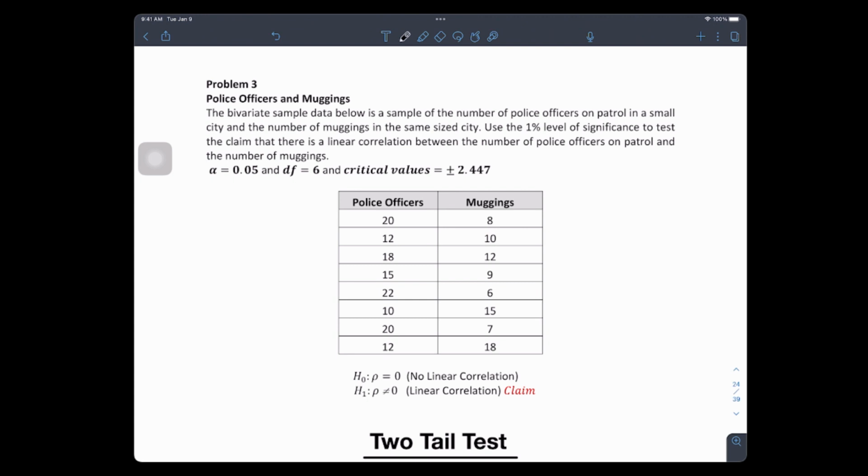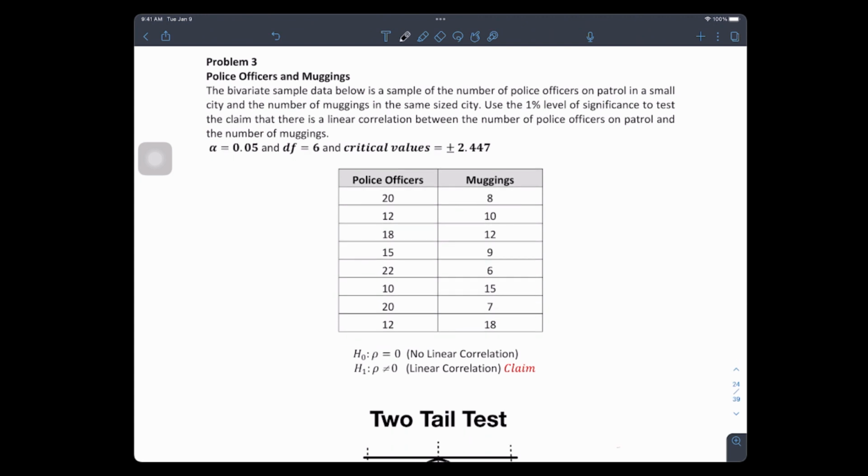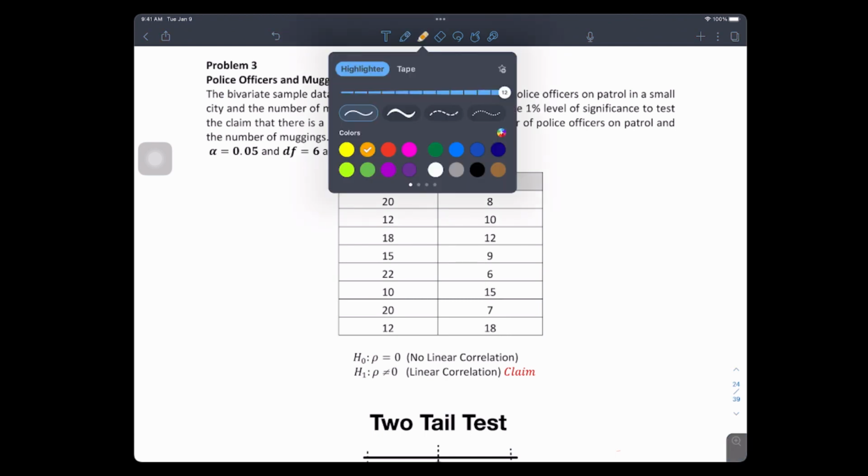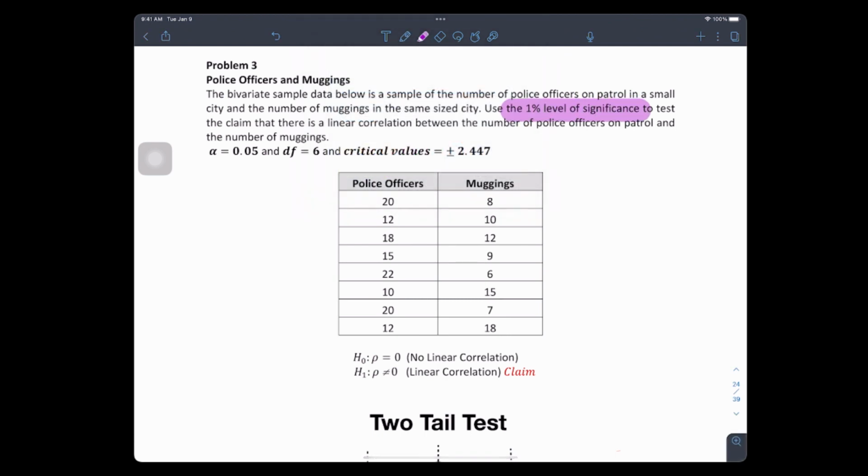Let's see if there's a linear correlation here between police officers and muggings. What are they talking about? The bivariate sample data below is a sample of the number of police officers on patrol in a small city and the number of muggings in the same city. Use the 1% level of significance to test the claim. The claim is there's a linear correlation between the number of police officers on patrol and the number of muggings.